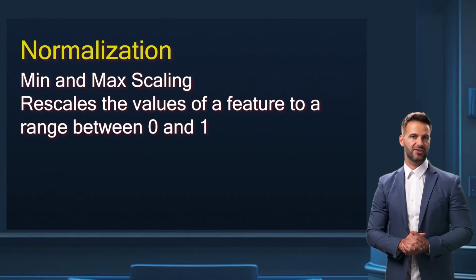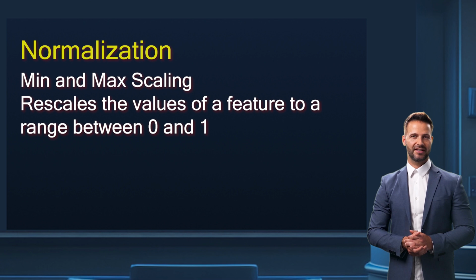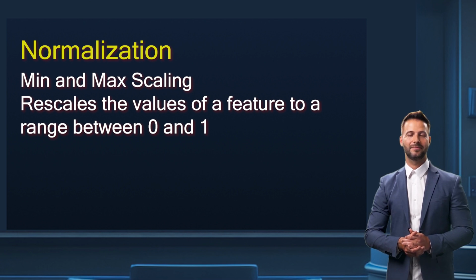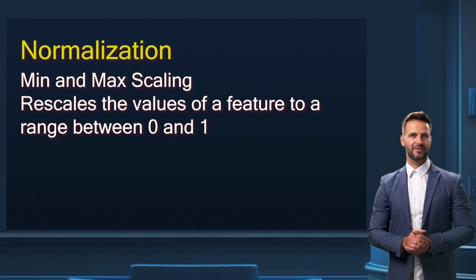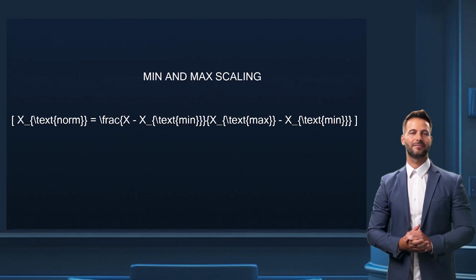First, normalization by min and max scaling. Min and max scaling rescales the values of a feature to a range between 0 and 1. This can be particularly useful when features are measured on different scales or units. Here is this formula.